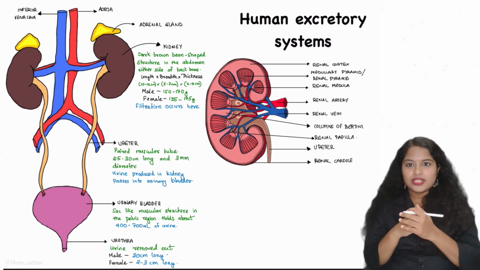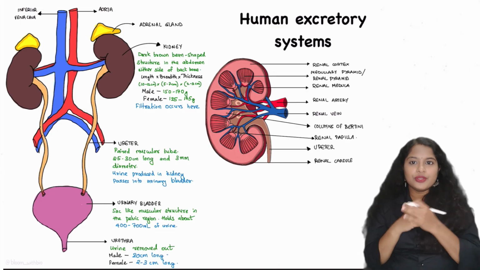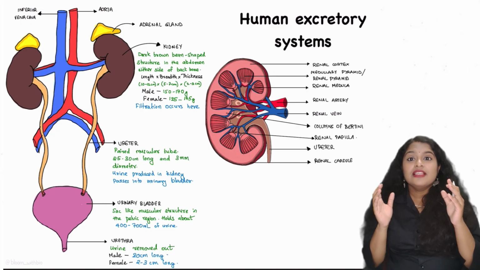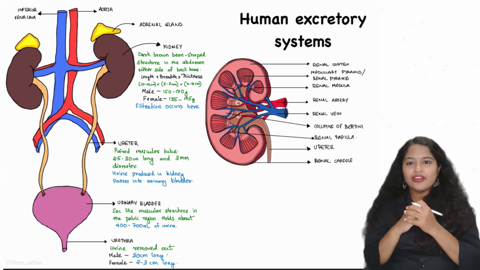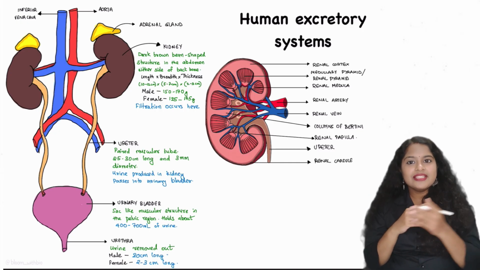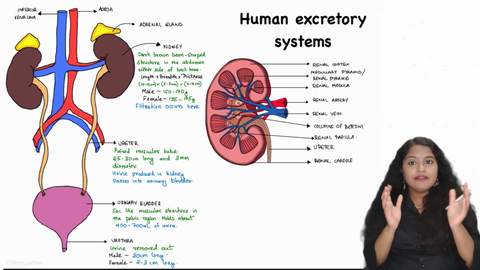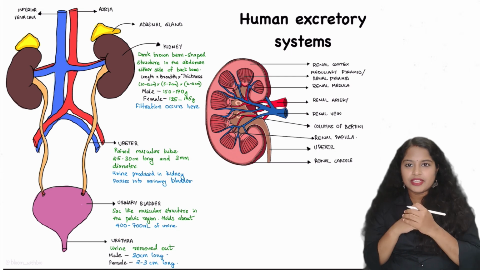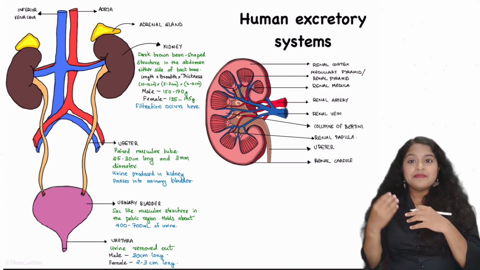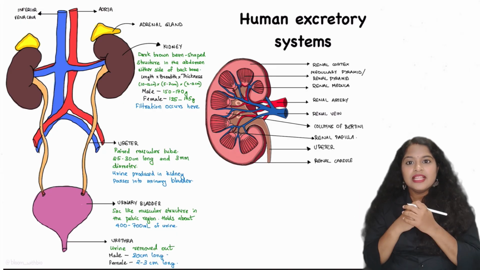Now coming to the ureters. Whatever filtrate was produced in the kidney will be taken towards the urinary bladder through these ureters. The urinary bladder is a sac-like muscular organ which stores the urine until it is eliminated. The urethra is the passage through which the urine is eliminated outside from the urinary bladder. In males and females, the urethra is a little different. Females have a short urethra of about 2 to 3 centimeters, and males have a long urethra of up to 15 to 20 centimeters.